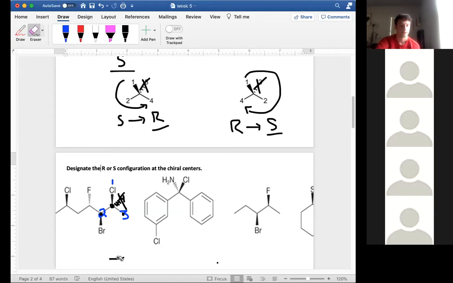So let me clean this up a little. So looking at the next carbon, which would be this one. Which one would be our highest priority? The Br, because again, directly attached. And like the other one, we have an implied hydrogen, which would be 4.